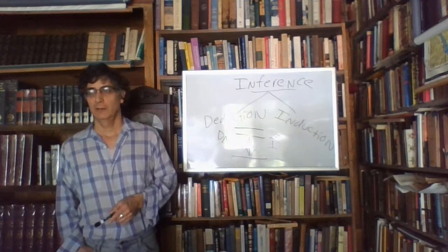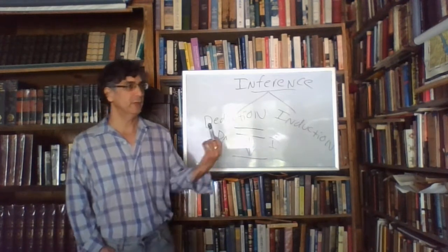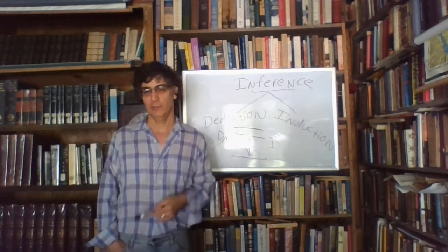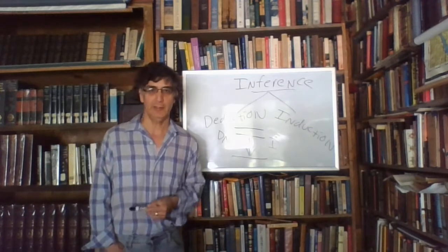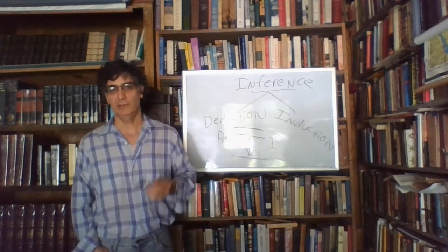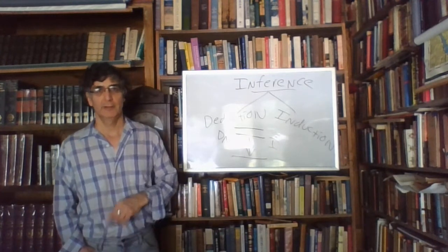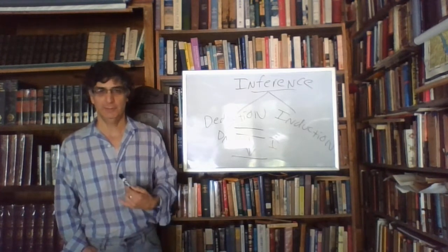Let's see. All whales are Democrats. This thing is a whale. Therefore, this thing is a Democrat. That's a deduction, right? It has to be the case. Given the truth of the premises, the conclusion follows of necessity. That's a deductive inference. That is deduction.